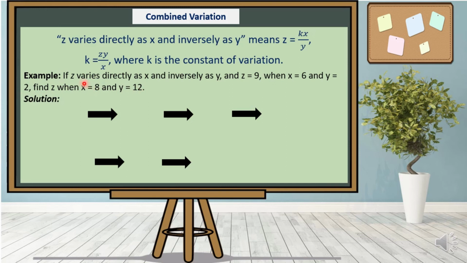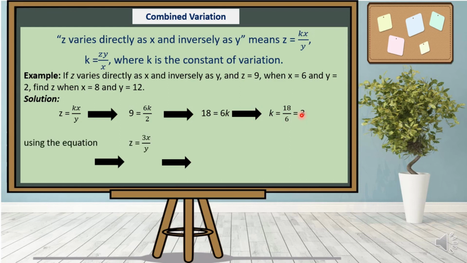The statement z varies directly as x and inversely as y means z is equal to kx over y. So substitute the values of z, x, and y. So we have 9 is equal to 6k over 2. It implies that 18 is equal to 6k. It also implies that k is equal to 18 over 6. And 18 divided by 6 is equal to 3.